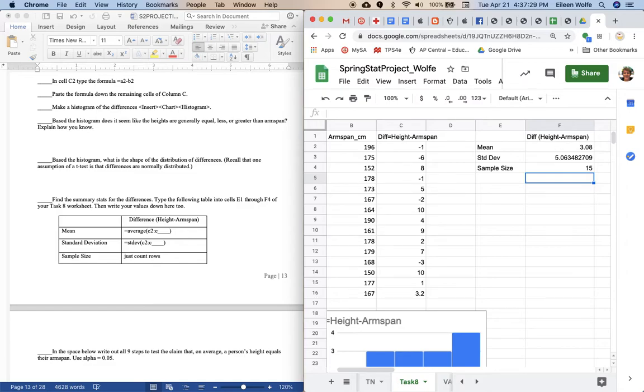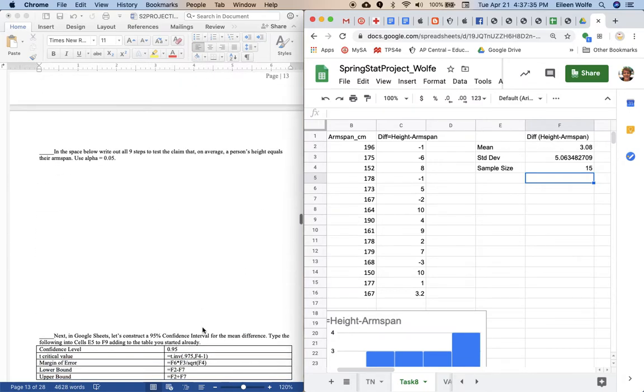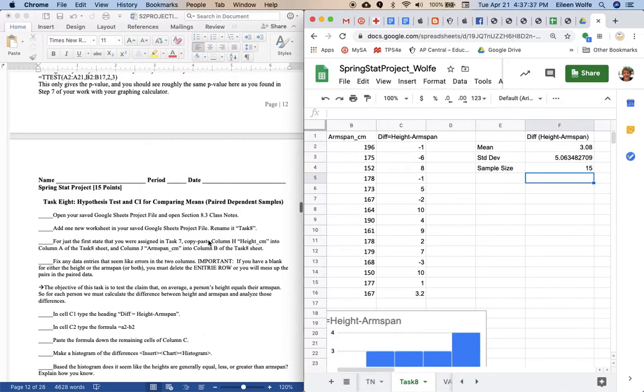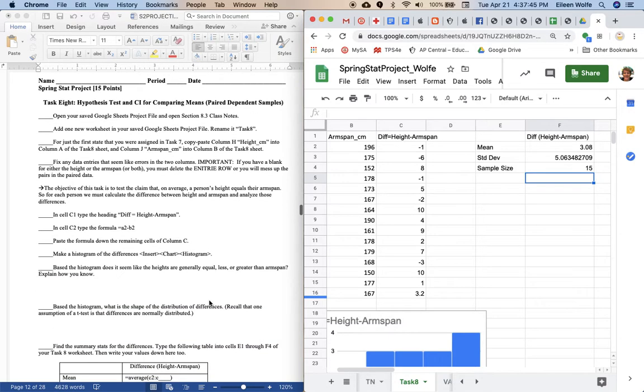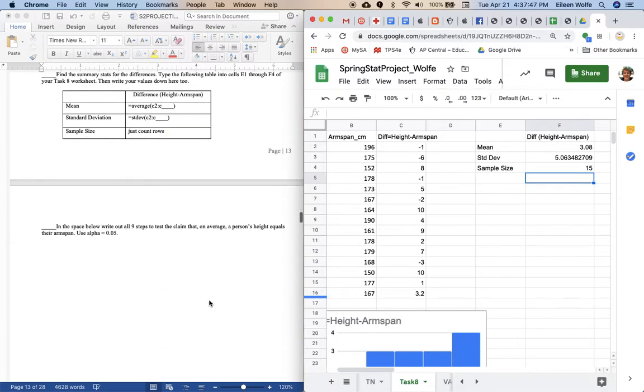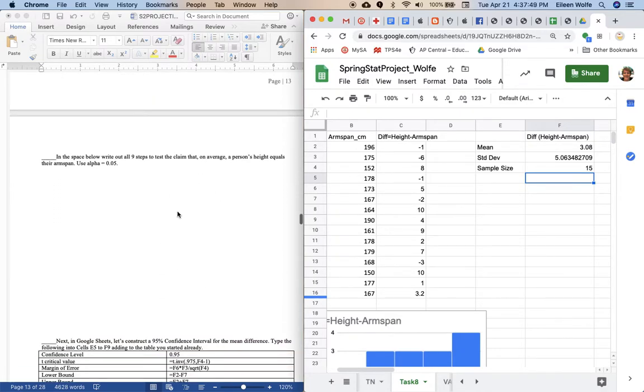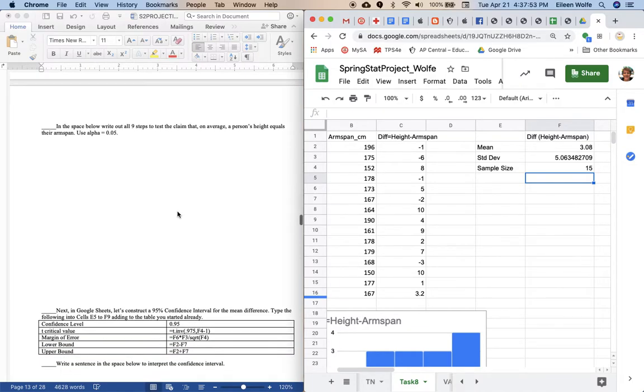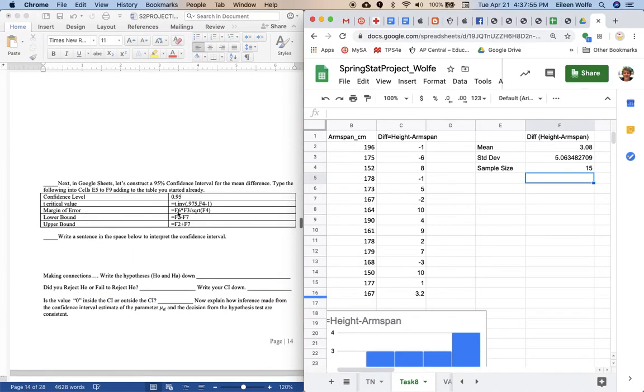Okay, so I'm going to need that then to carry out the 9 steps of a test for a claim. I reminded you I'm in section 8.3. These are paired dependent samples because this is 2 measurements on the same person. So I'm getting these paired dependent differences to analyze. So you guys go ahead and write out all 9 steps of a claim. Look at the model problem in the notes so that you can fill that in.